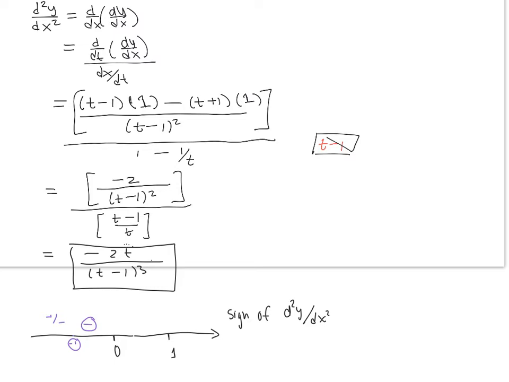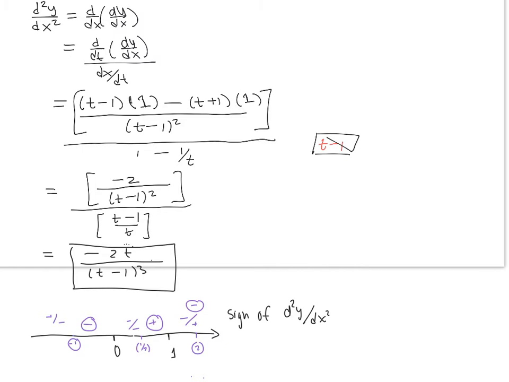Between 0 and 1, a reasonable test number could be, say, a half. Your numerator is negative. Your denominator, well, negative 1/2 is also negative. Cubed is negative. So there your second derivative is positive. And past 1, say test 2, numerator negative, denominator positive, overall you're negative.